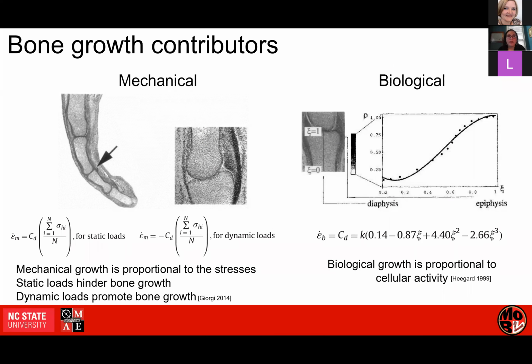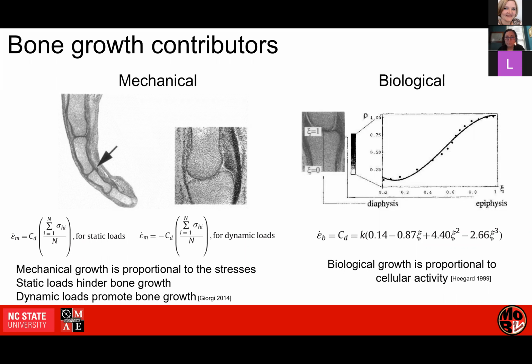We've done this by understanding that there are two contributors to bone growth. There's mechanical factors, so bone will be added or taken away in response to the stress state at a specific location within the bone. Static loads encourage bone resorption and dynamic loads encourage bone addition. But there's also biological factors that are related to cell activity. The more cells you have in an area, the more bone growth, and the fewer cells you have, the less bone growth.